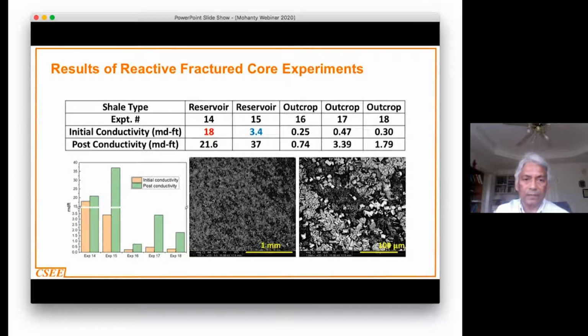After doing this reaction and making these in situ proppants, we saw the permeability in this case went up a little bit because it was already high to start with. In the second case, we see a significant increase, almost 10 times. Here also we see about 3 times, here about 6 times. And here is the surface that you see after the experiments. The fracture surface has lots of these particles, and that's what is propping these fractures open and is increasing the conductivity as shown over here.